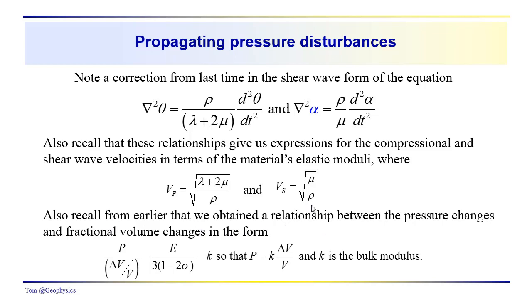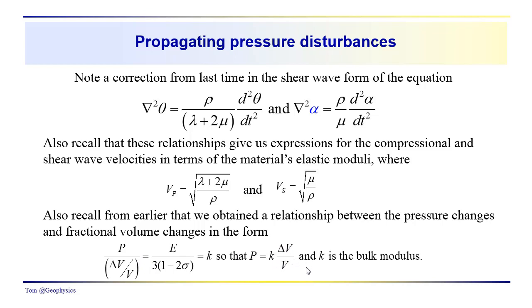We're going to be looking at the relationship we came up with between pressure changes and fractional volume changes. We had the ratio of P over the fractional volume change, delta V over V, in response to deformation associated with the propagating wave front. This was also equal to Young's modulus over 3 times 1 minus 2 times the Poisson's ratio. And this constant is the bulk modulus.